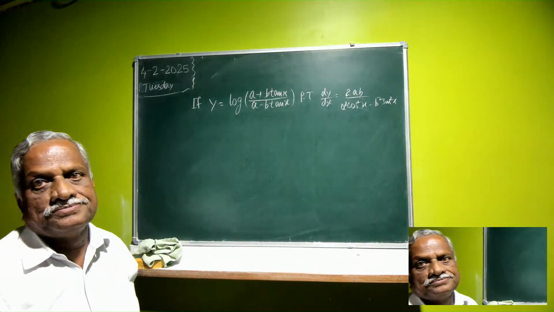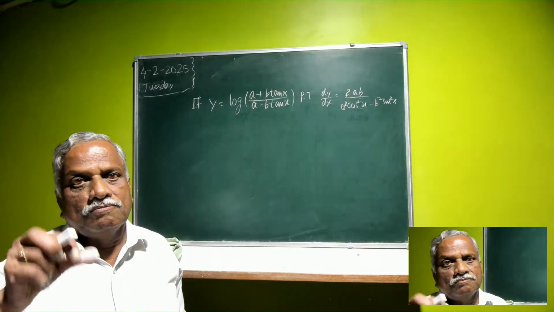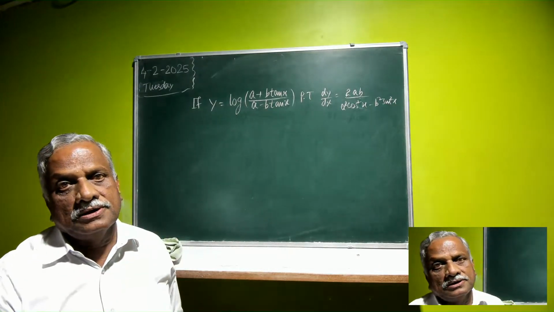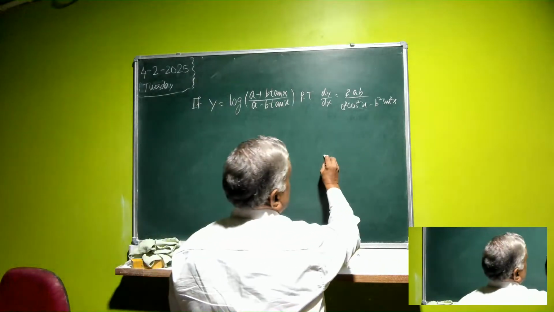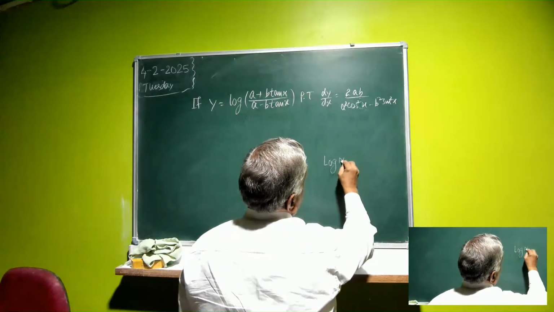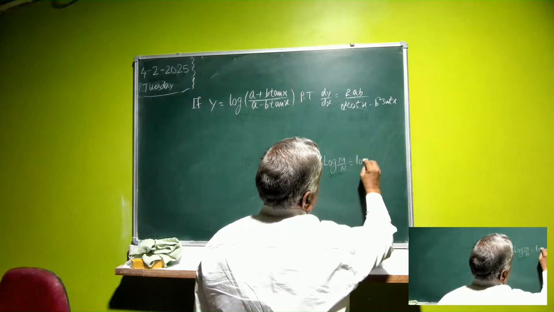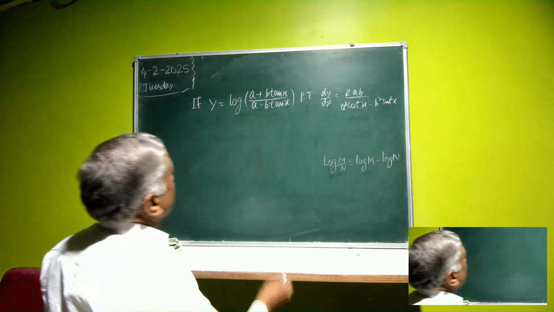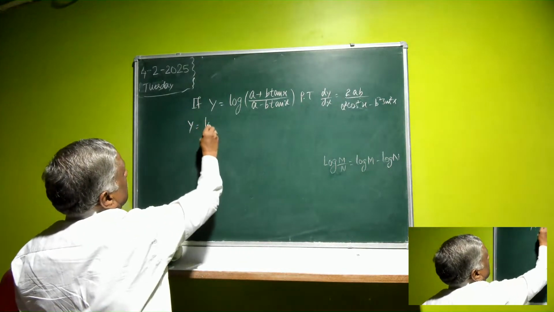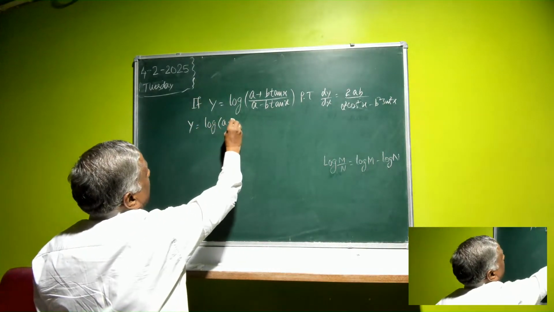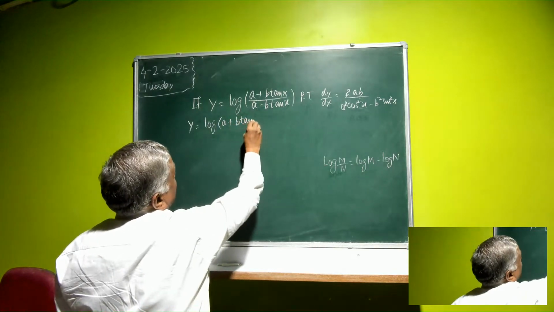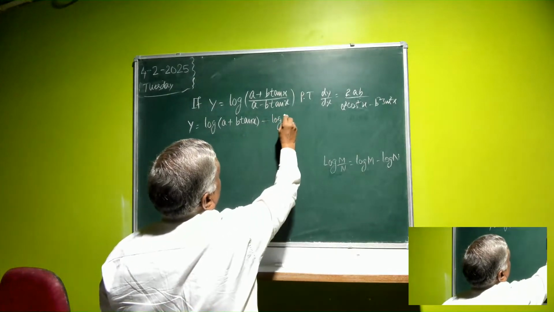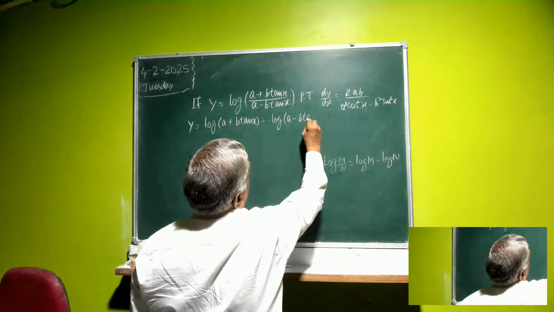So as usual, whenever logarithm functions are given, think of a formula which you can use. So we are going to use the formula log m by n. Yesterday we discussed log m by n is equal to log m minus log n. So it is used here. This is log of a plus b tan x minus log of a minus b tan x.